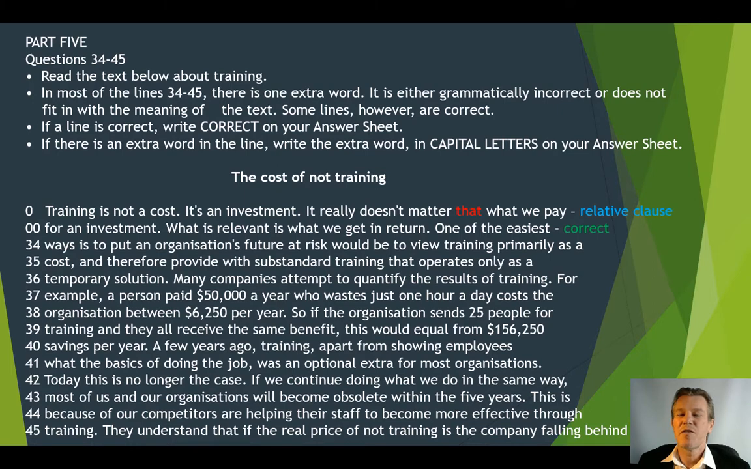So here is an overview of the PDF we saw earlier. As you can see, you have to read the text below about training. In most of the lines, 34 to 45, there's one extra word. It is either grammatically incorrect or does not fit in the meaning of the text.